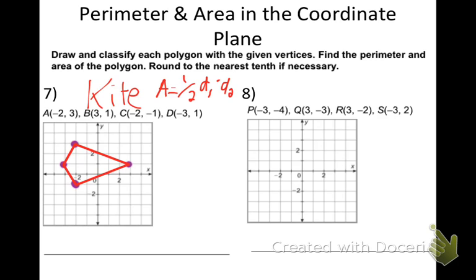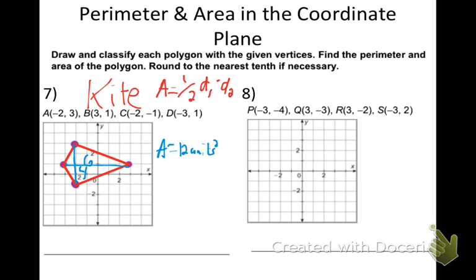So number 7, I think all of us found the area. You could do the diagonals times each other and then take the half. So the diagonal there is 4. The diagonal there is 6. 6 times 4 is 24. Half of 24 is 12. So my area is 12 units squared.